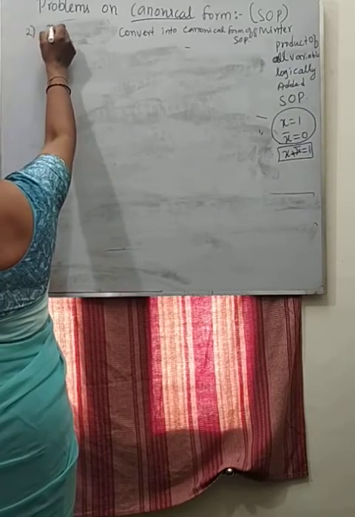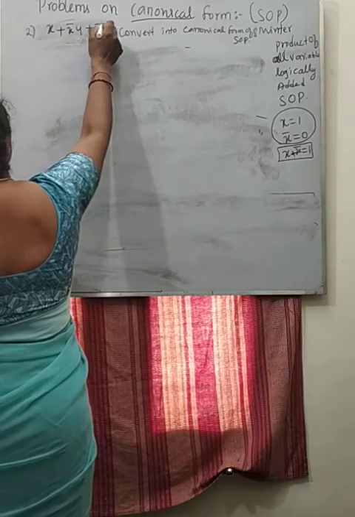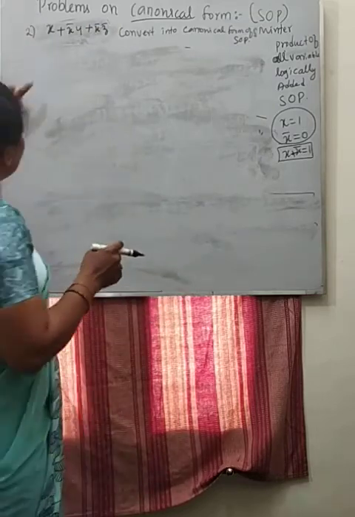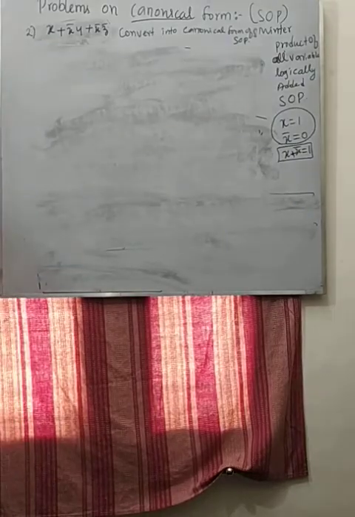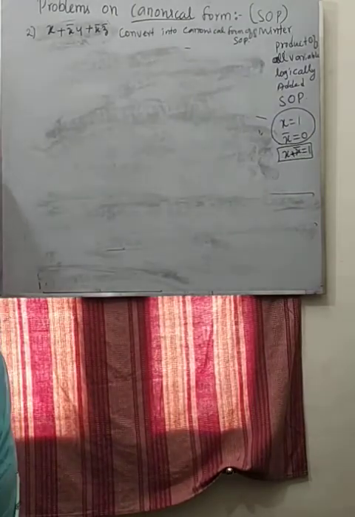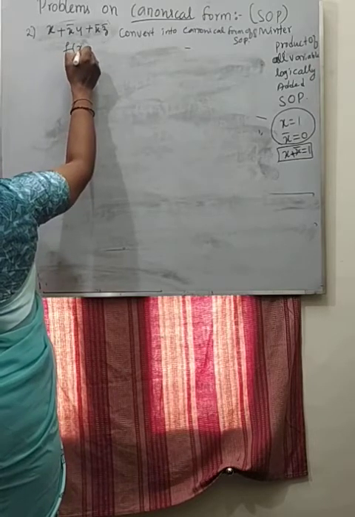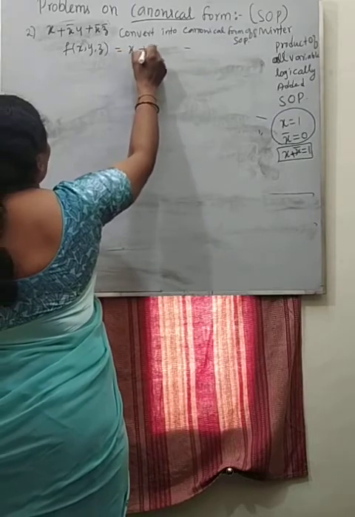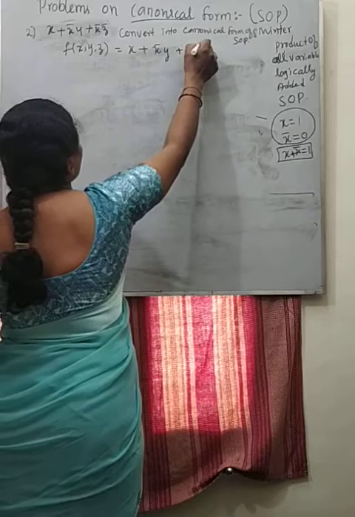Second problem: x complement y plus x complement z complement. I think this is the same problem with the x added. That means our expression now contains 3 terms. See, x is there, y is there, z is there. Then the expression contains how many variables? 3 variables. Yes, it is already in the canonical form.